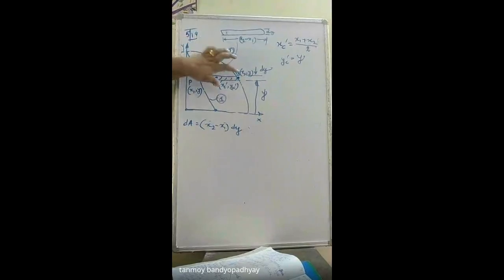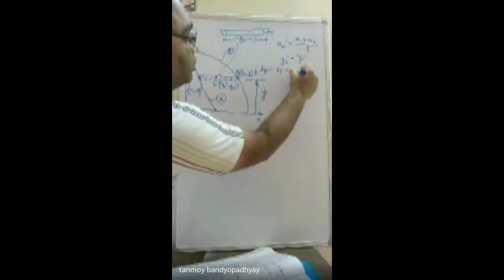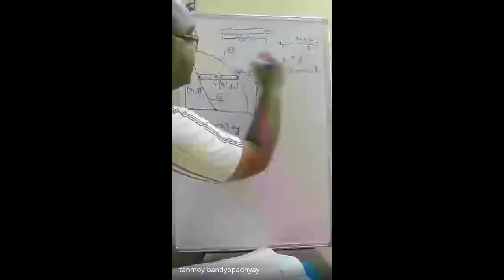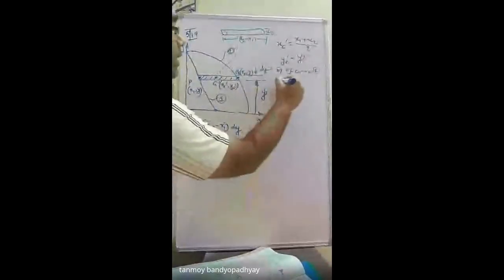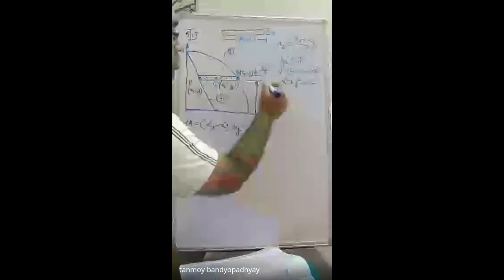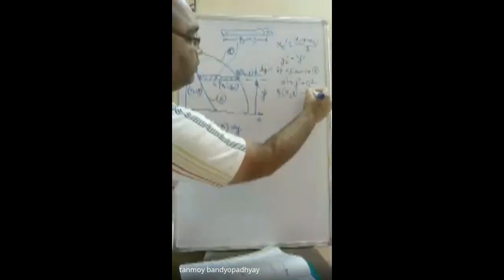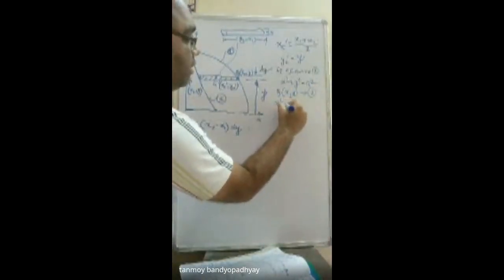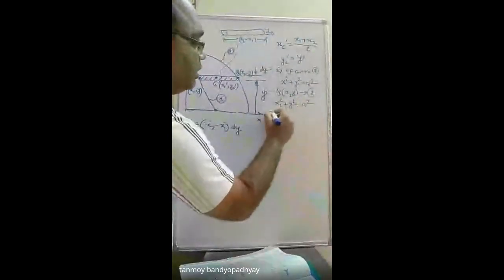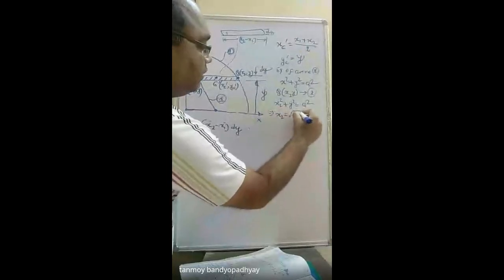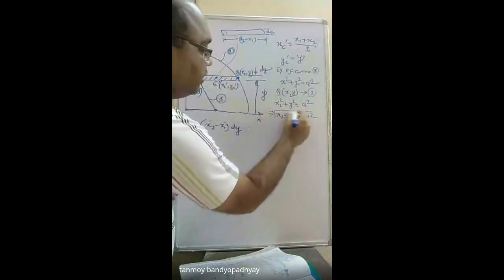So x2 lies on the curve 2. What will be the equation of the curve 2? It's actually part of a circle, so its equation will be x square plus y square equal to a square. You get it? Now this point Q, x2 comma y lies on the curve 2, so we should have x2 square plus y square equal to a square. So x2 is equal to root over of a square minus y square. So this is one value we have got.